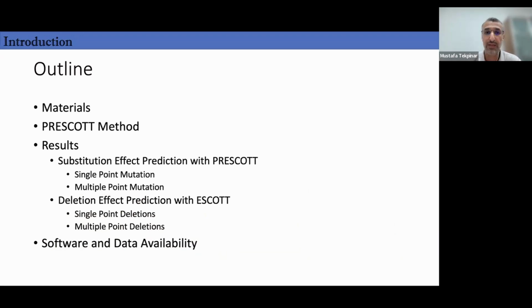My hope is actually, even though the focus of this talk is human variants, I might touch on the effect of mutations in viruses at the end of my talk also. So I hope that it might be helpful for example, for researchers like Tim as well.